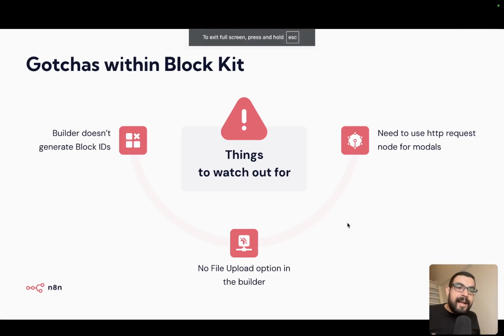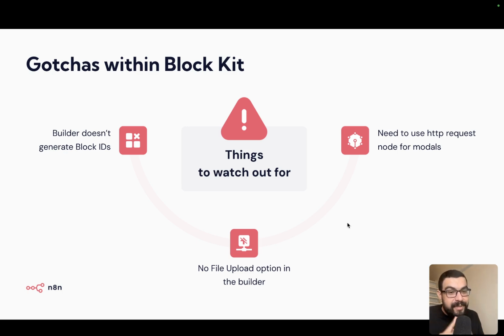Let's kind of summarize a little bit about what we've learned today. So let's kind of go over our gotchas once more. Make sure that you have block IDs. If you don't, it's going to give you a headache when you build things using the BlockKit builder. Very important. Make sure that they have block IDs. Make sure that you customize them so that the outputs are not randomly generated.